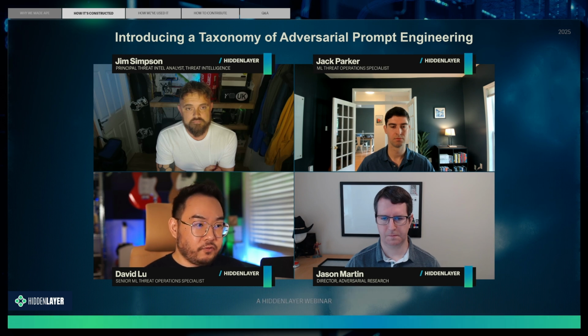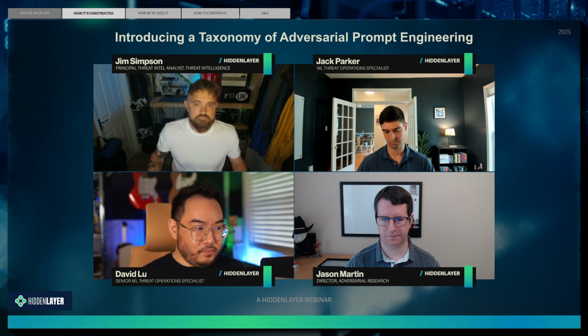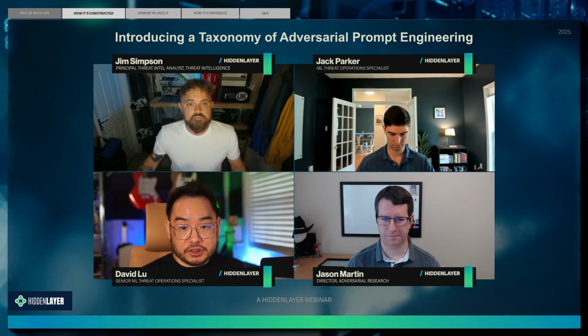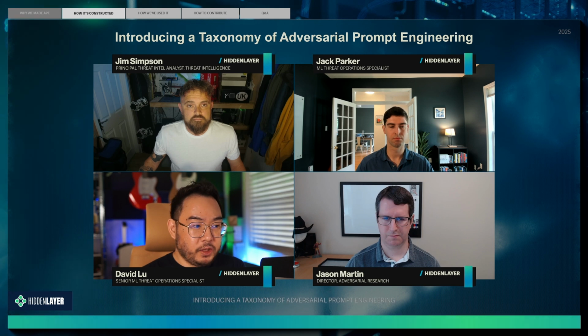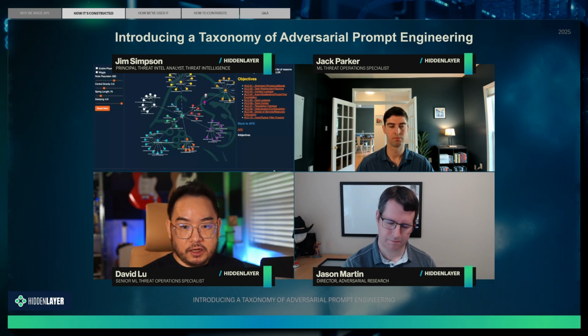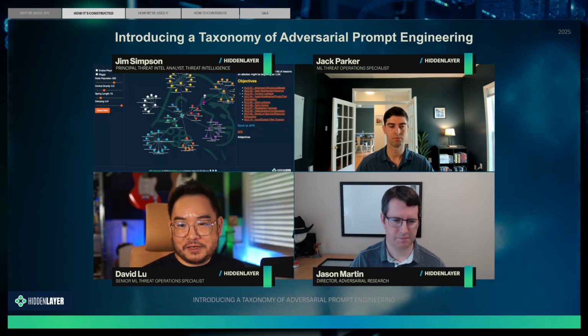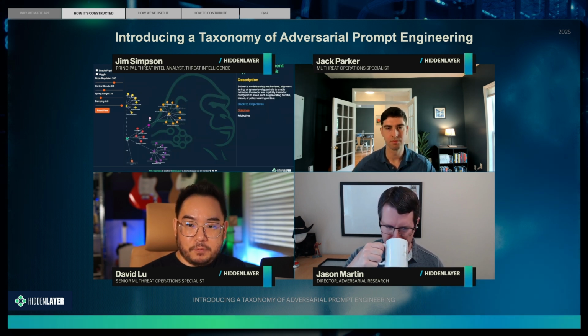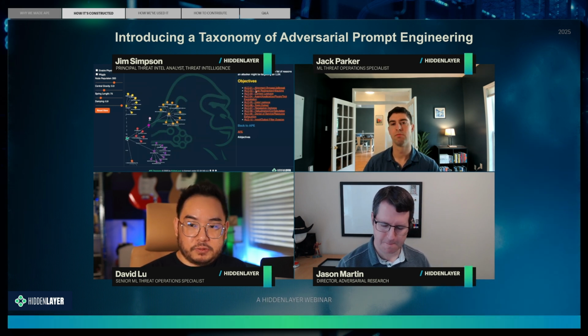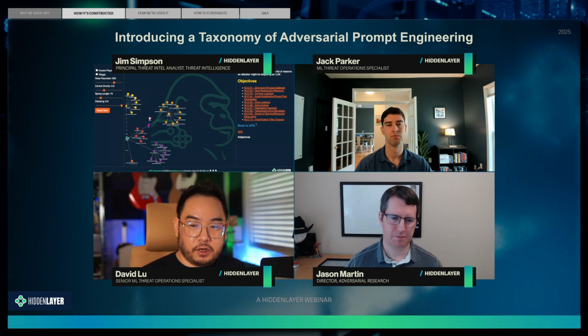So that's why we wanted to separate those large categories. We have objectives such as alignment bypass or jailbreak, task redirection, hijacking, context leakage, things like that. These are the objectives. If you can see on Jim's screen here, we have the objectives on the APE website.